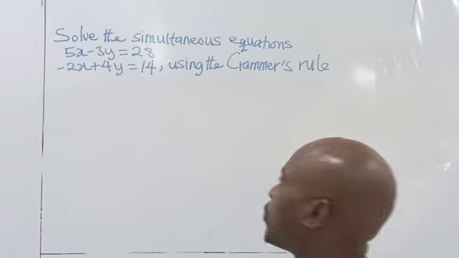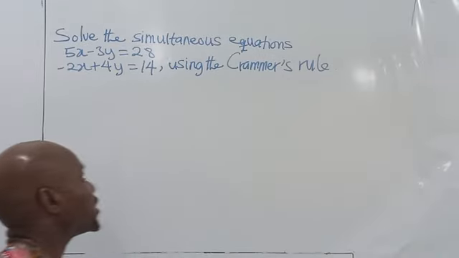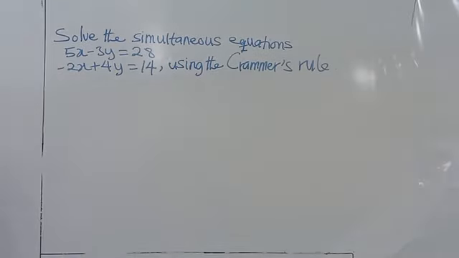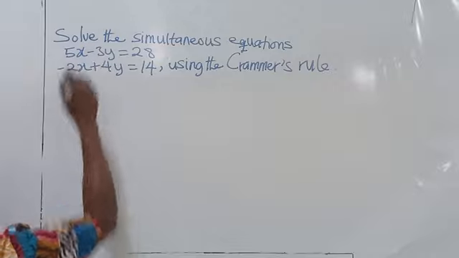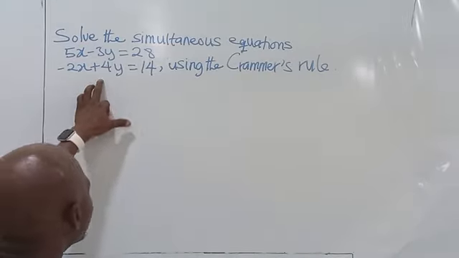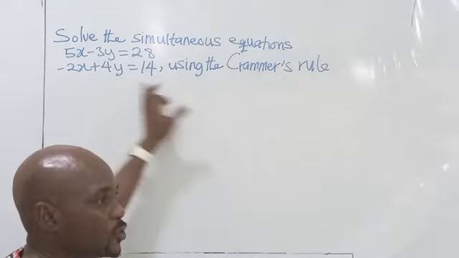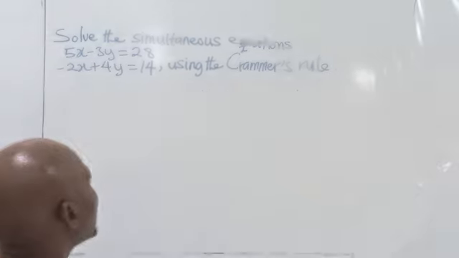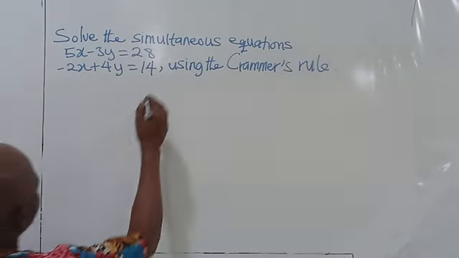So we have a question on the board, and the question says: solve the simultaneous equations 5x minus 3y equals 28, and negative 2x plus 4y equals 14, using Cramer's rule. Okay, solution.